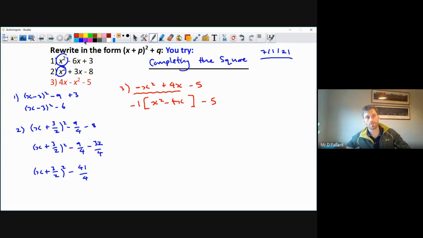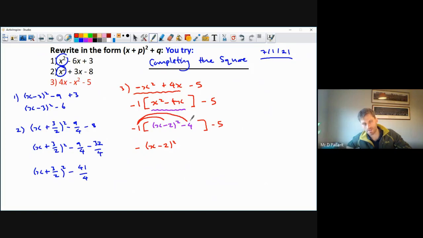And what I can now do is I can actually complete the square on the bit in the middle. So let me do that. I've got the minus 1. I've got the minus 5. I'm going to complete the square here, which will be x minus 2 squared minus 4. Then I'm going to start bringing it together. I'm going to expand these brackets by minus 1. So I've got minus 1 times that bracket, which is minus x minus 2 squared. I've got minus 1 times minus 4, which of course is plus 4. But then I've just got this minus 5 not in the brackets on the end. So altogether, if I write those together, I've got minus x minus 2 squared minus 1, which is the answer.